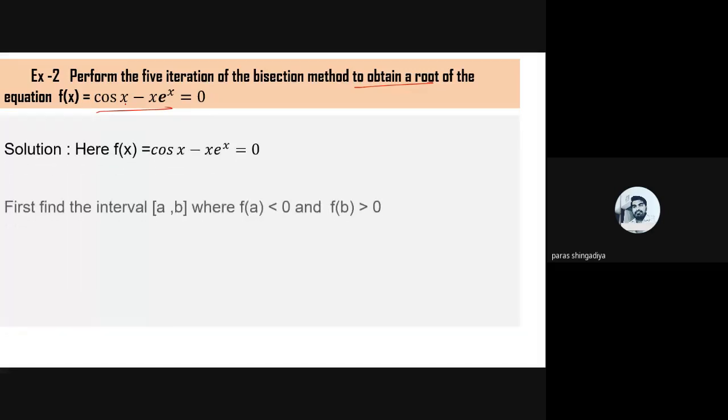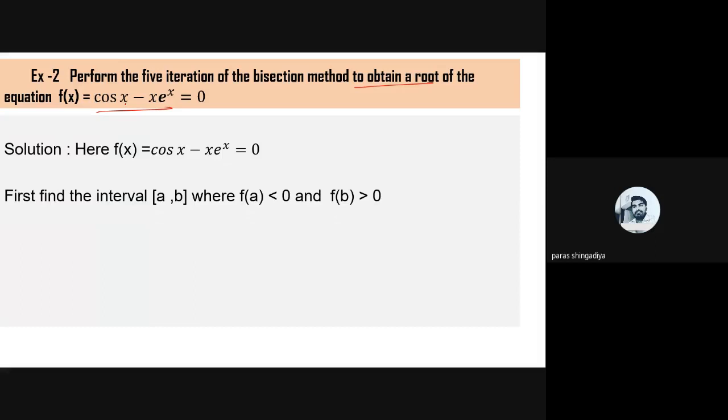So how can we check the answer? Let us implement this method. f(x) is cos x minus x e raised to x, equal to 0. Now first find the interval [a, b] where f of a is negative and f of b is positive. So first put x equal to 0. First check that the calculator is in radian mode. We cannot consider the answer of any trigonometric term in degree mode, so consider radian mode and then check the output.